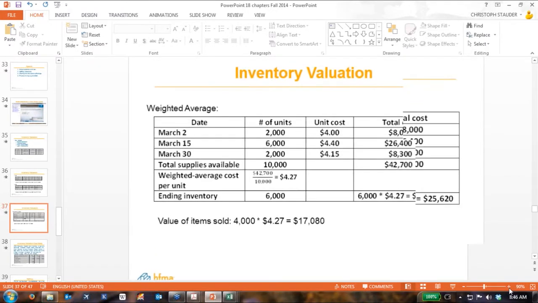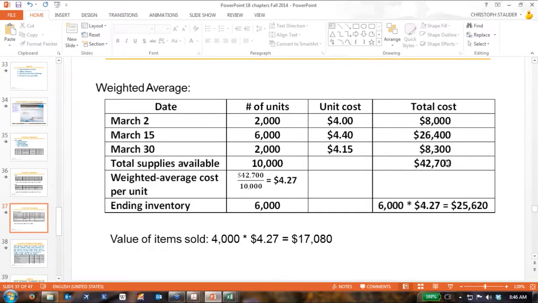Make that a little bit bigger. And what sits in the numerator is what you actually paid for those items, which is the total of 8,000, 26,000, and 8,300, namely 42,700. And so the weighted average value of that inventory is 4.27, which is what you use both to price what you used, 4,000 times 4.27, but you also use that to value the inventory that's still on the shelf, 4.27. So you come up with 25,620 there for the inventory.